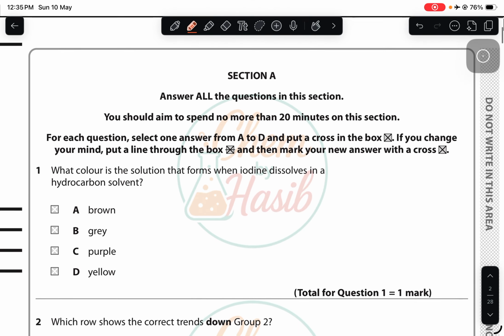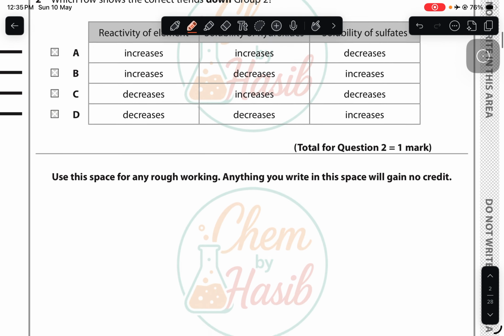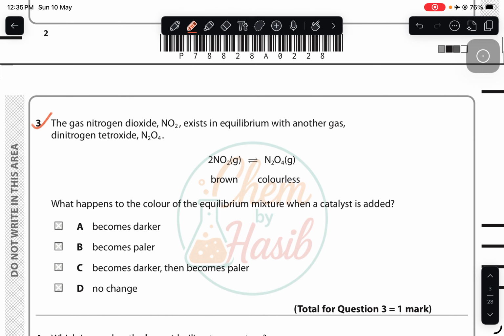We move on to question number 3. Question number 3 says, what happens to the color of the equilibrium mixture when a catalyst is added? It says it exists in equilibrium with the other. Now, what happens if we add a catalyst to an equilibrium mixture? The position of equilibrium doesn't change at all.